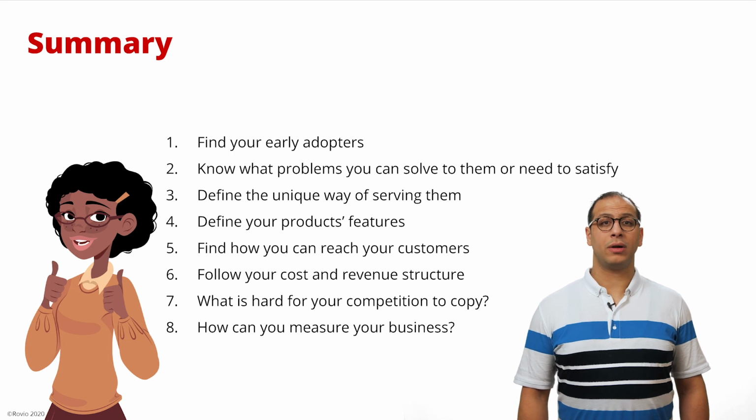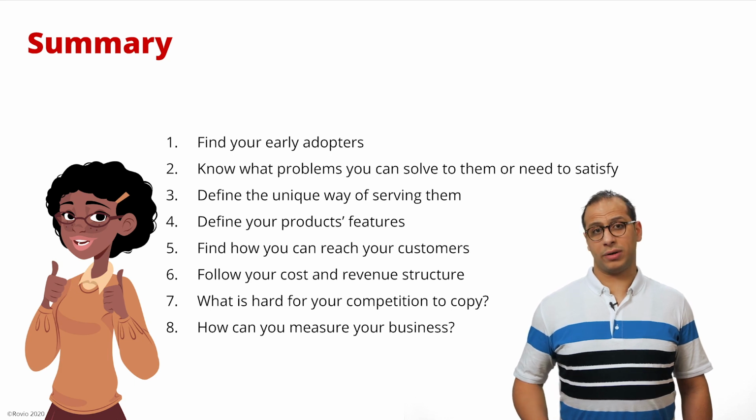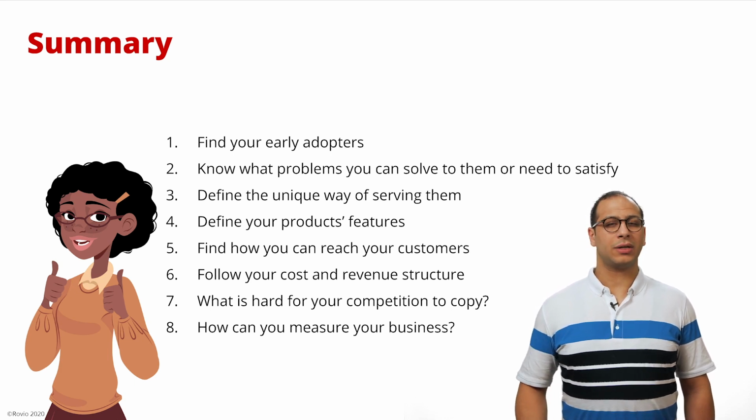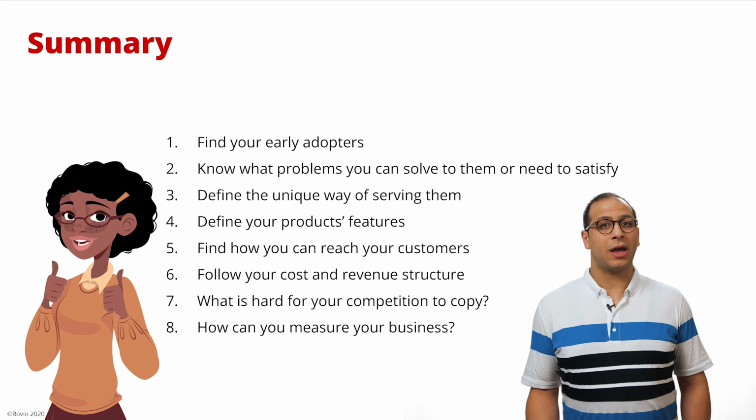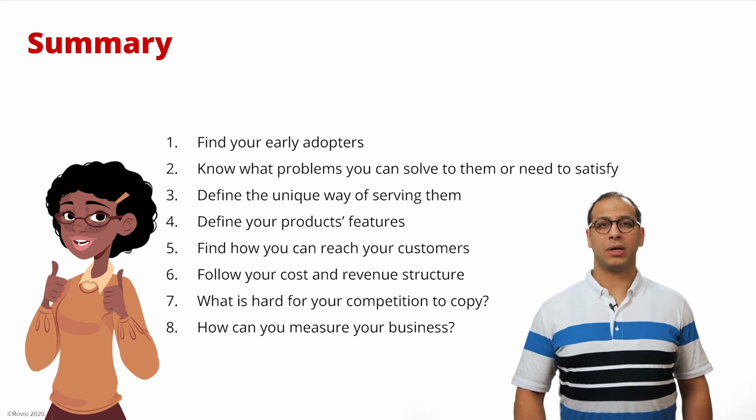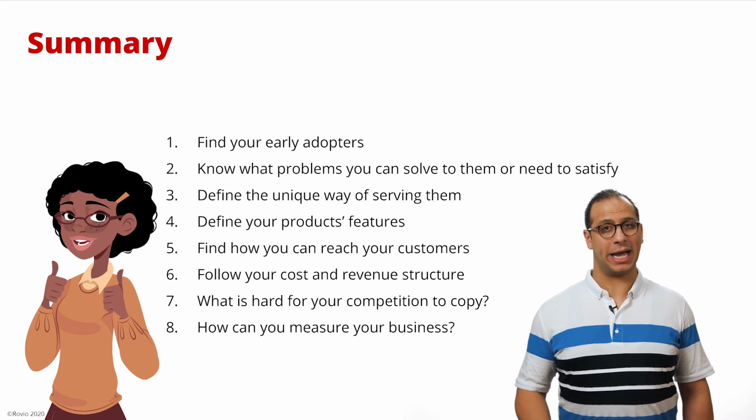As a quick recap, we learned how to find our fans and early adopters, how to define their problem and how we can solve it, how as well to find the unique way we are going to serve them compared to other competitors. We as well got to know what things in our product will provide these values to them. We then figured out how we can reach out to them by defining our channels. And as well, we have some numbers to follow the costs and revenue, and as well what makes it hard for the competition to copy our business. Finally, we know what numbers to keep an eye on to make sure we are in the right direction and the business is running as planned.